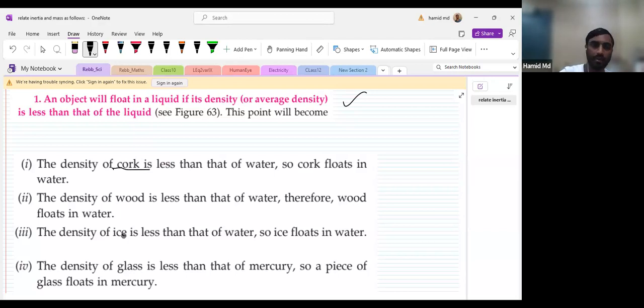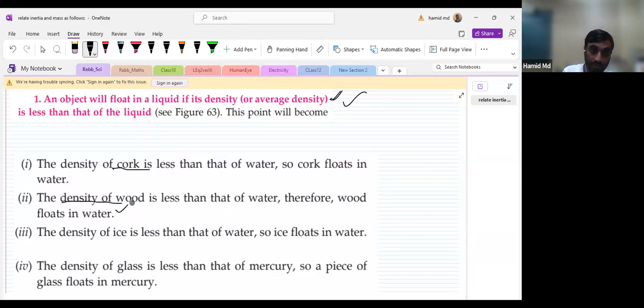So the average density is like some porous thing. If you see it, it is not very hard. It's some porous thing. So because of that, the average density, because what is density? Mass per unit volume, is less than that of water. The density of wood is less than that of water, therefore it would float on the water.